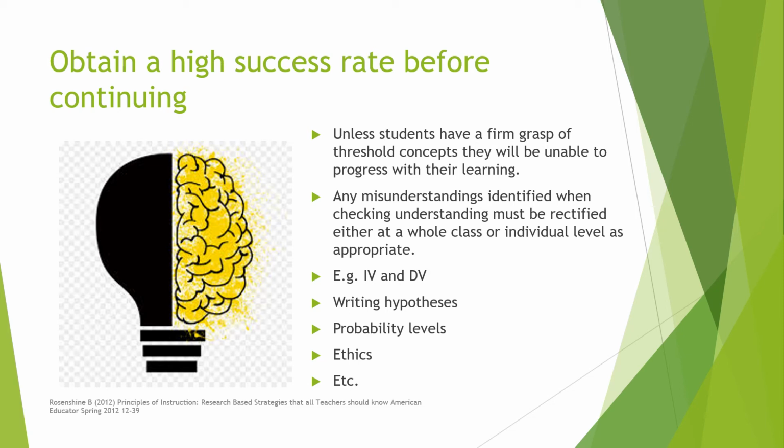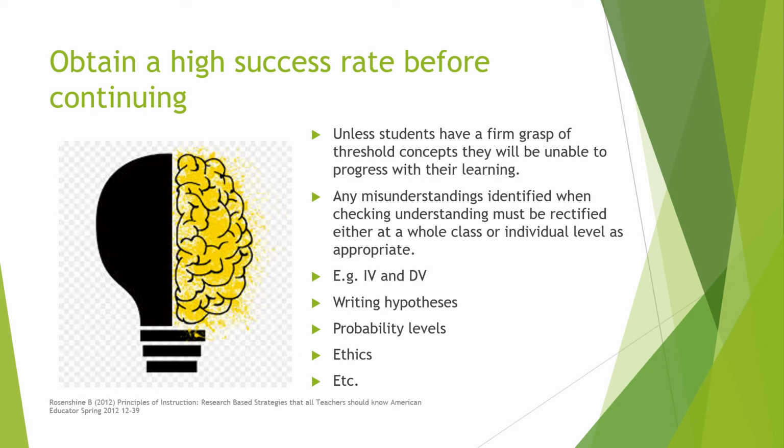So any misunderstandings need to be identified, and then they must be rectified by the teacher. Now, it might be appropriate to do that at a whole class level. You might, for example, take in some work to mark an assessment and find out that none of your students understand something. At that point, it's obvious that you're going to have to go back and reteach that. Or it might be just an individual level or a small group. It might be just a few students need a little bit of extra attention on that.